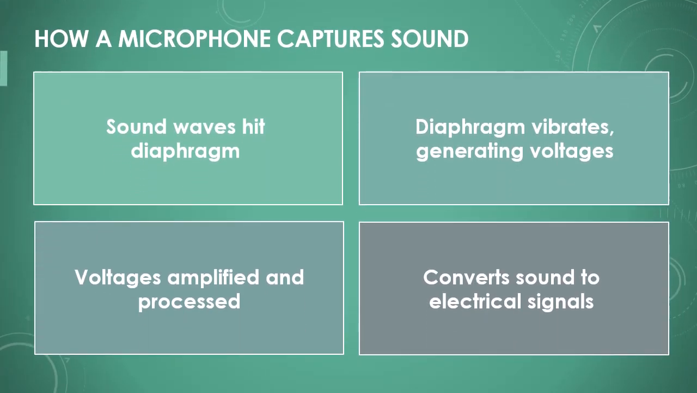When sound waves hit the diaphragm of a microphone, it begins to vibrate. These vibrations generate small electrical voltages in the coil or capacitor. These voltages are amplified and processed further. This allows speech or music to be converted into electrical signals.